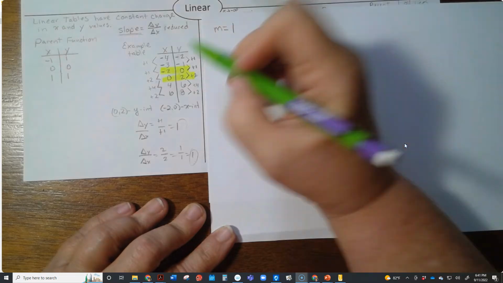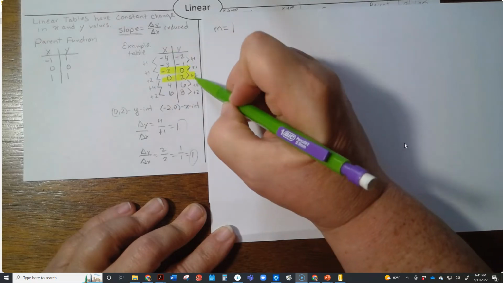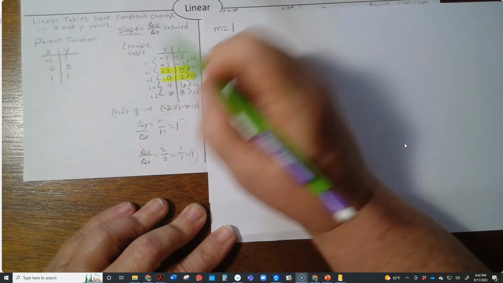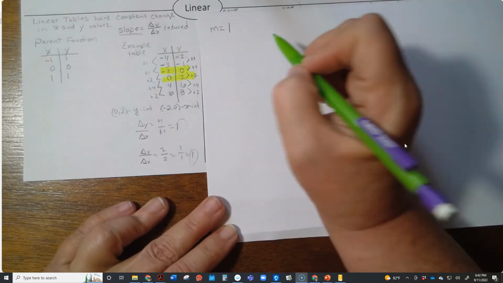Change in y compared to the change in x, change in y compared to the change in x, change in y 2 compared to the change in x 2. So 2 over 2 was 1, 4 over 4 was 1, 2 over 2 was 1. So we got a slope to be 1.